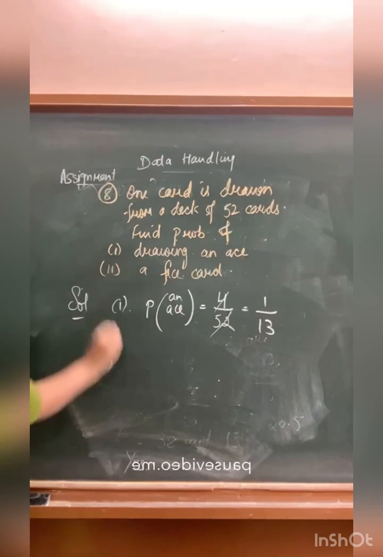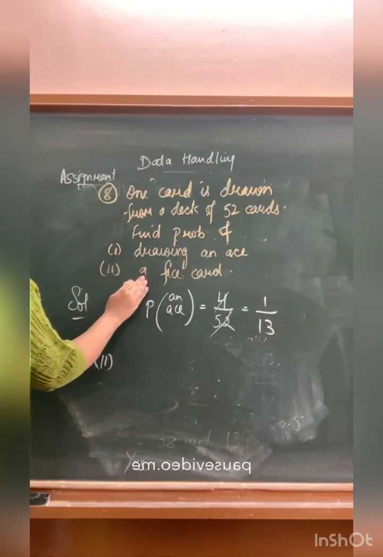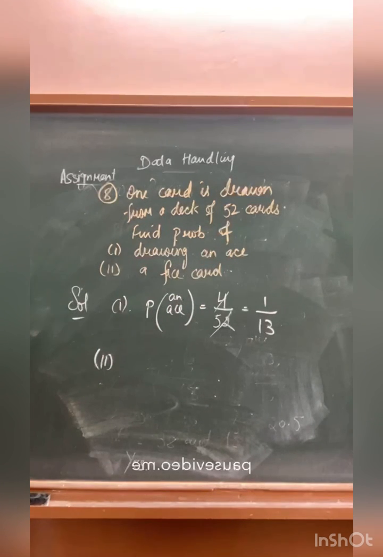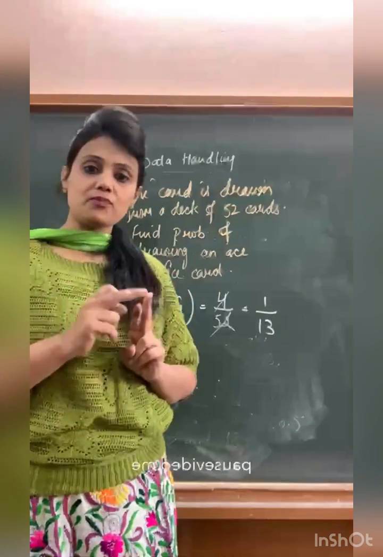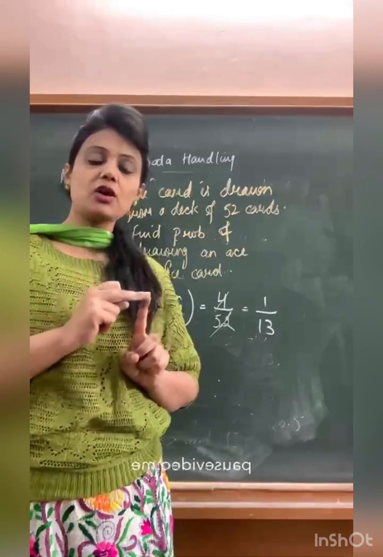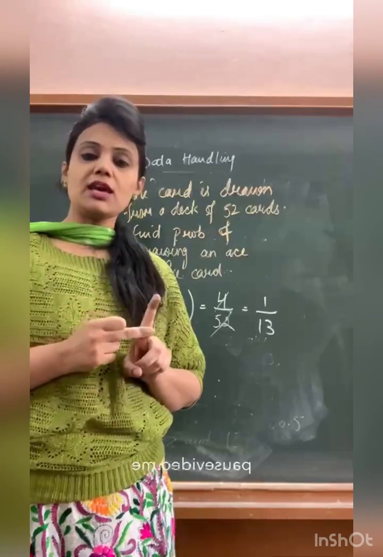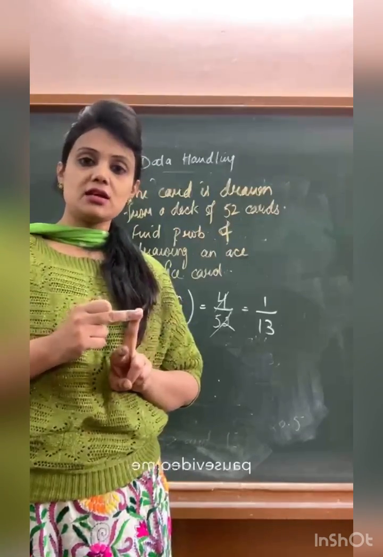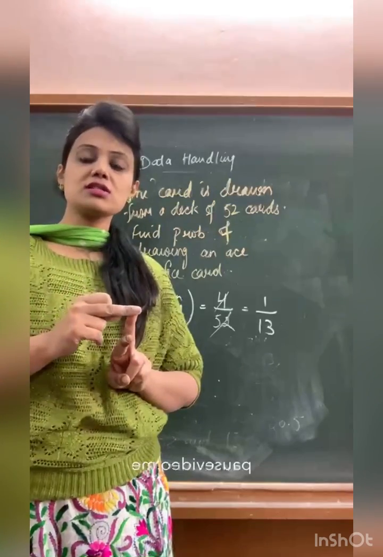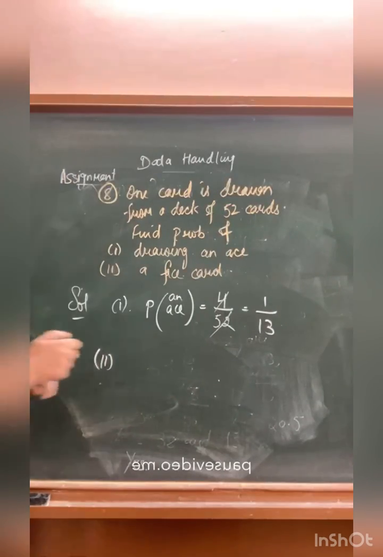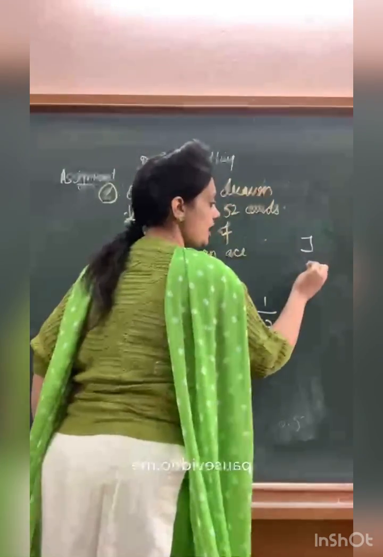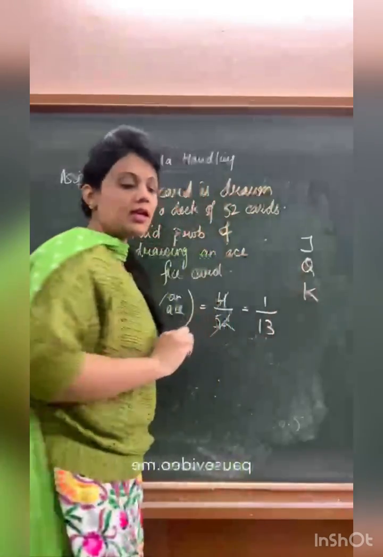Now second part, face card. Now how many face cards are there in the deck of 52 cards? So beta, face cards are those cards in which a face is drawn, like Jack, Q for Queen, K for King. Sorry beta, J, Q and K have faces drawn on them.